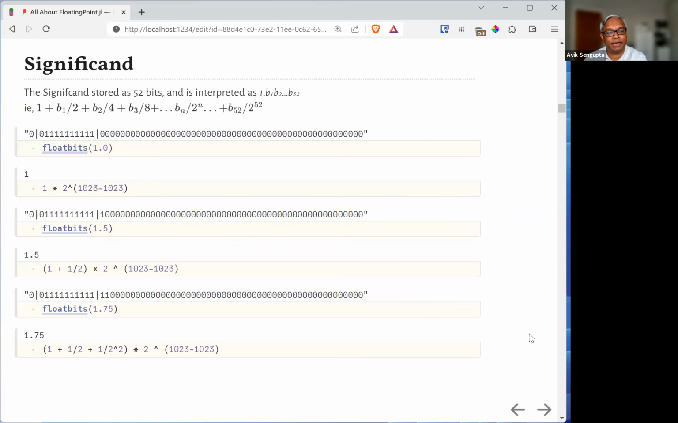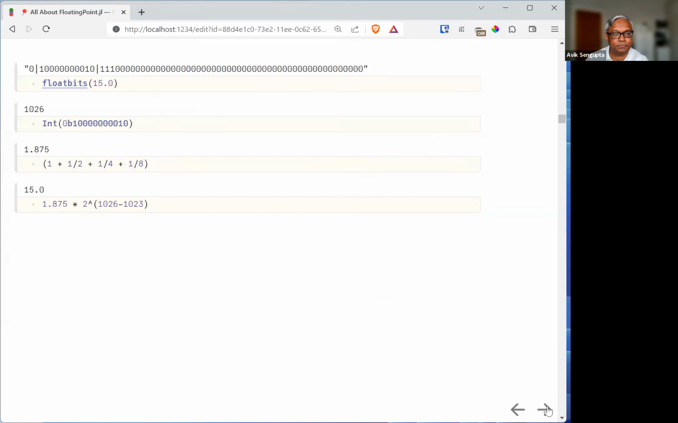In case you're wondering why we are doing this subtraction of 1023, this is basically what's called 2's complement, right? So the exponent is stored in 2's complement style, while the significand is stored as individual digits, which are just summed up, right?